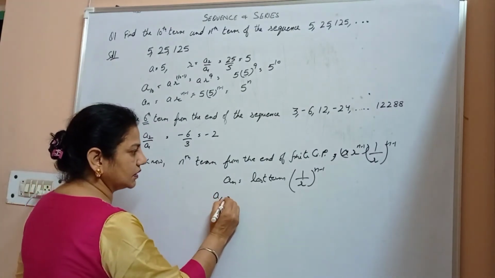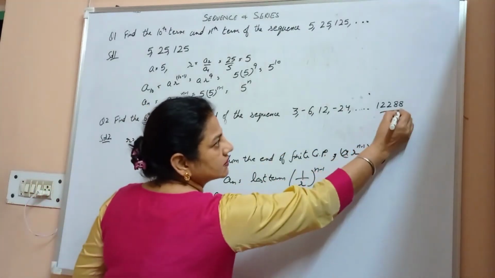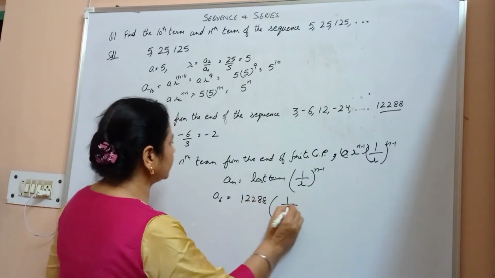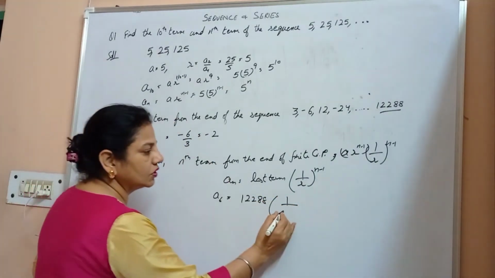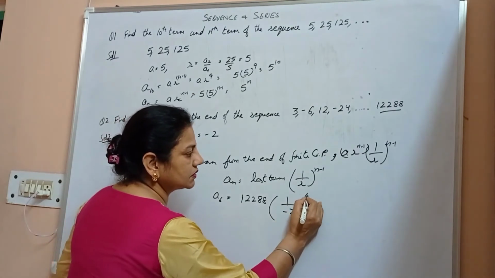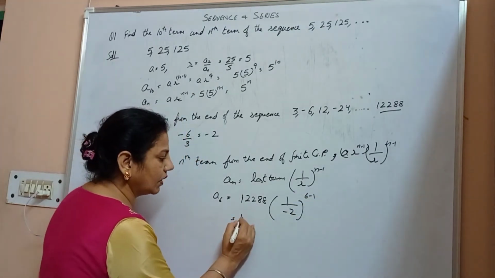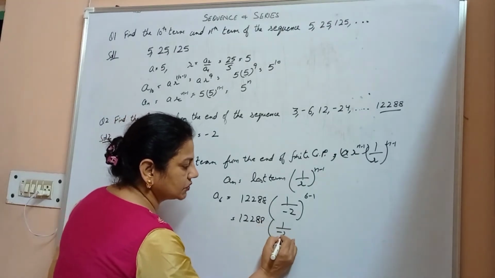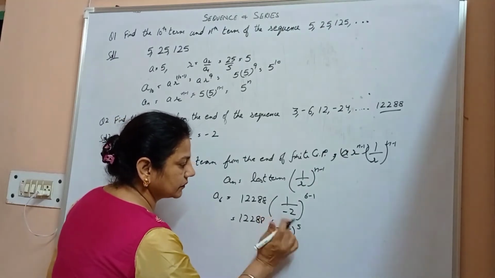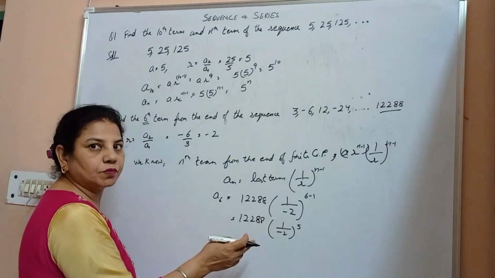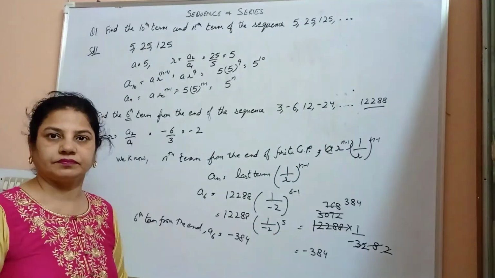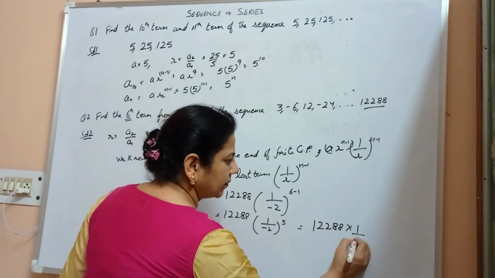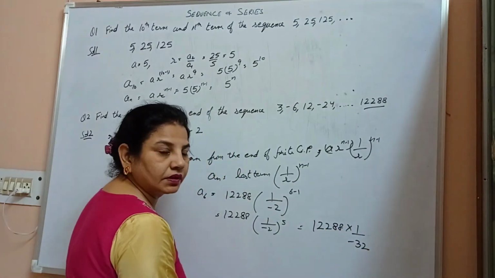So a6 is equal to the last term, 12288, and the common ratio we have just calculated as minus 2. So 12288 into (1 upon minus 2)^(6-1), which is 1 upon minus 2 to the power 5, meaning 1 upon minus 32. This is equal to 12288 into 1 upon minus 32.